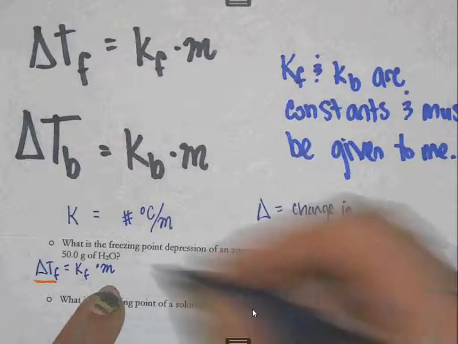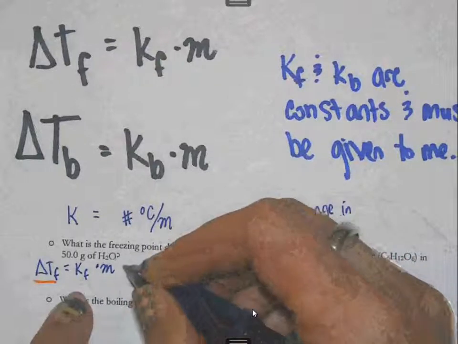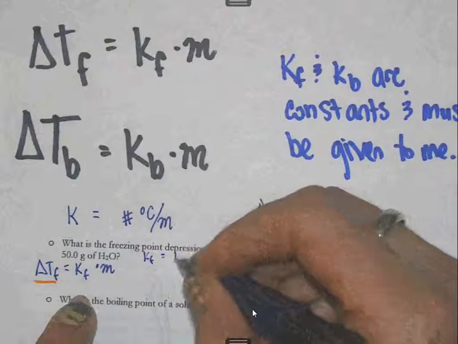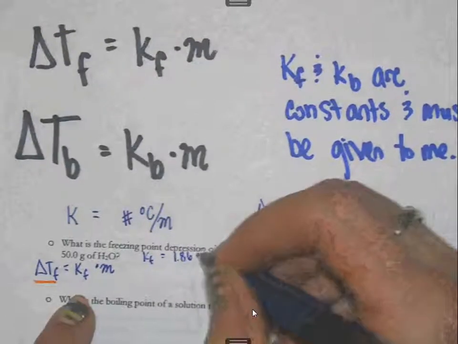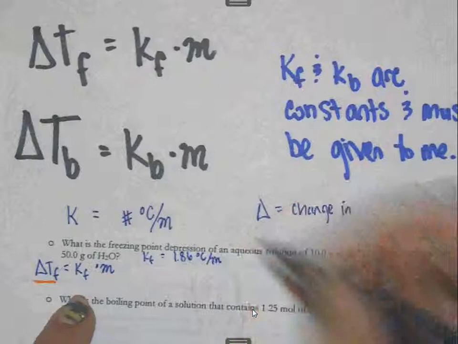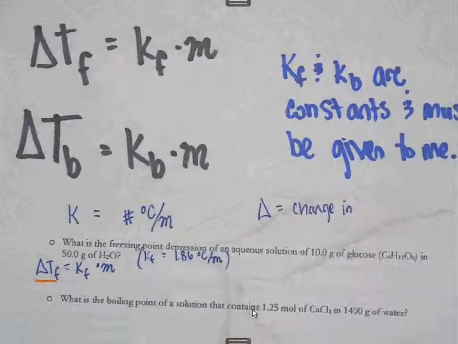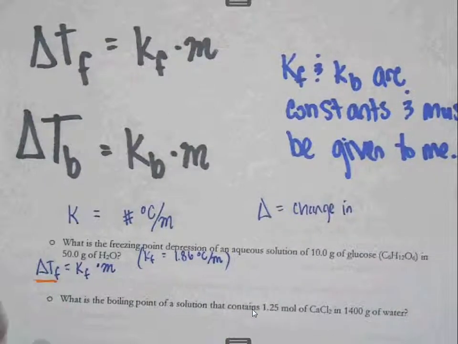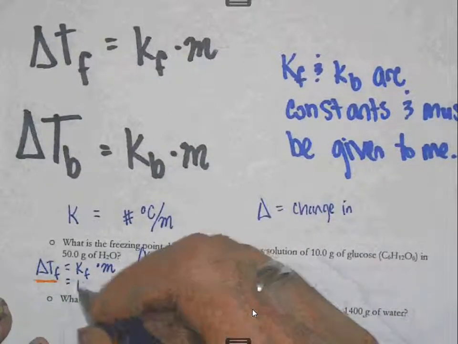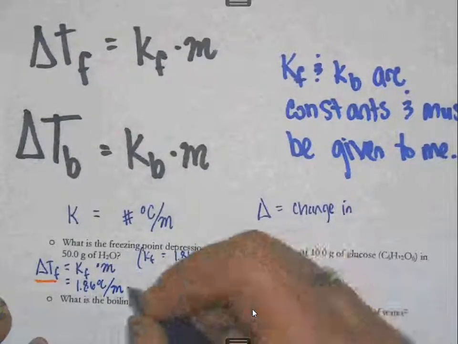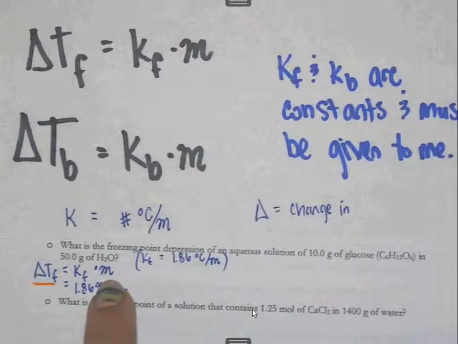Well, me, the teacher, I'm supplying you with this information. I'm telling you that the Kf of water is 1.86 degrees Celsius per mole. You're just going to have to trust me on that one because it's given to you. I might even put it over here in parentheses if this was a test. So I have that part, 1.86 degrees Celsius per mole. Well, that means I'm missing this piece.